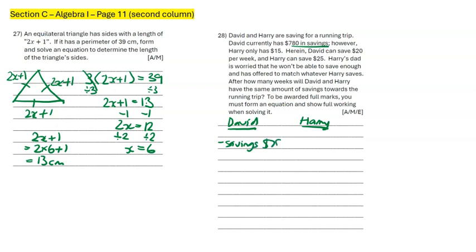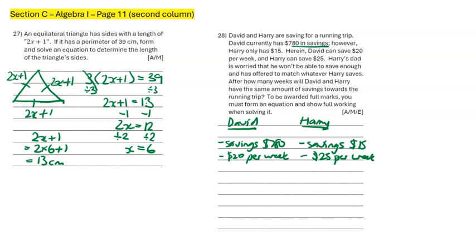So he's got savings of $780. However, Harry only has $15. So we can write that down here. That means Harry's only got savings of $15. David can save $20 per week, so we'll write down 20 per week. And Harry can save $25 per week. Okay, so we've got $25 per week.